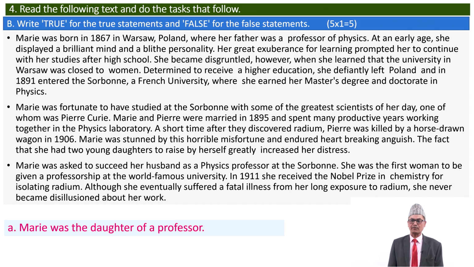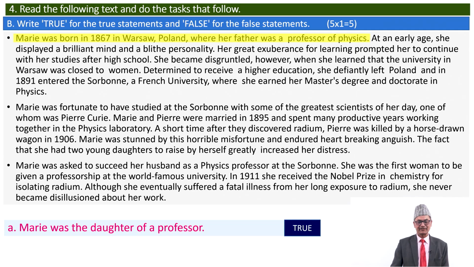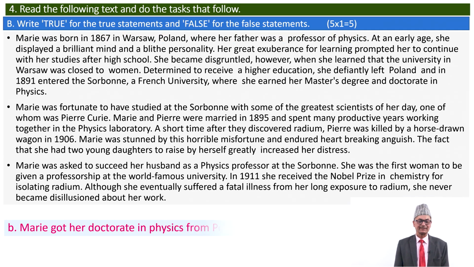Mary was the daughter of a professor. So what is the answer? Where is the information? There. What's the answer? True. The second one. Mary got her doctorate in physics from Poland. You make a guess? The information is there. Yes, you are right. That's false.